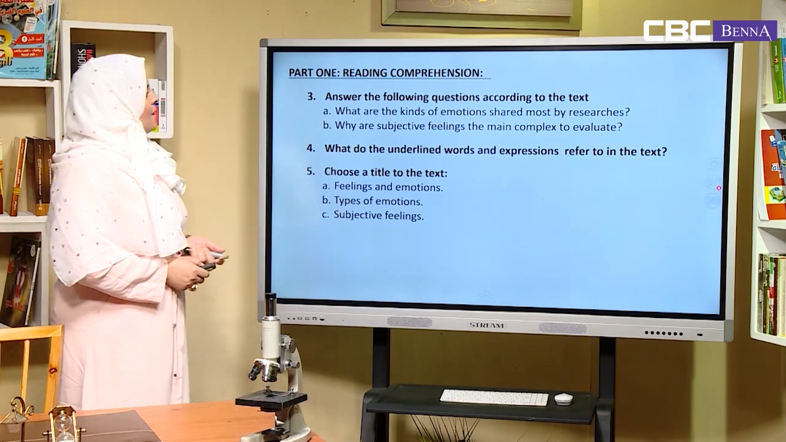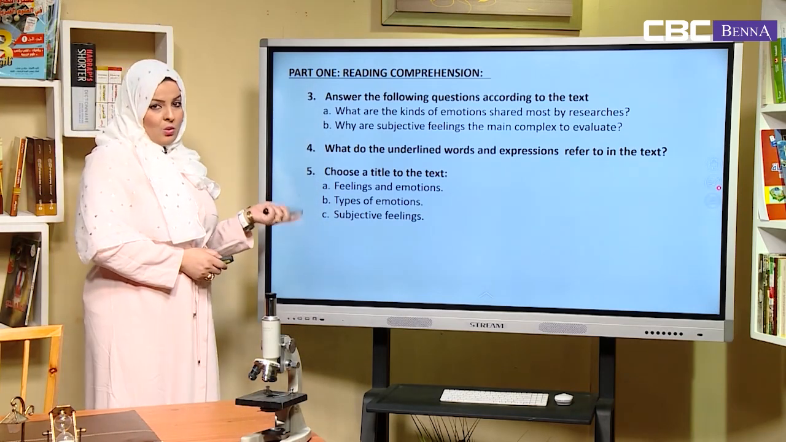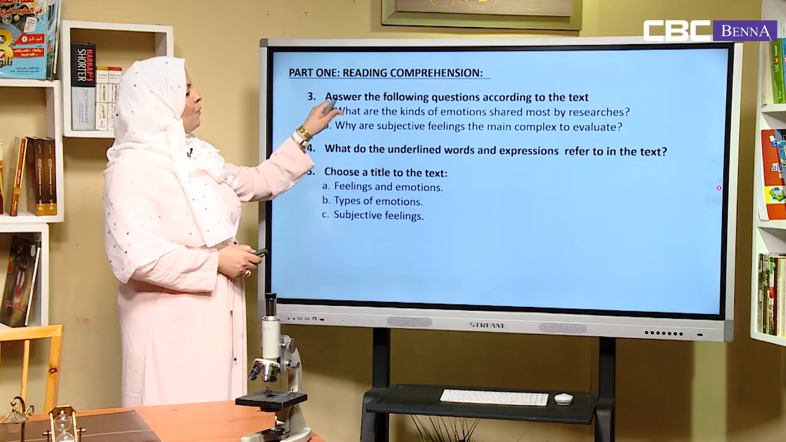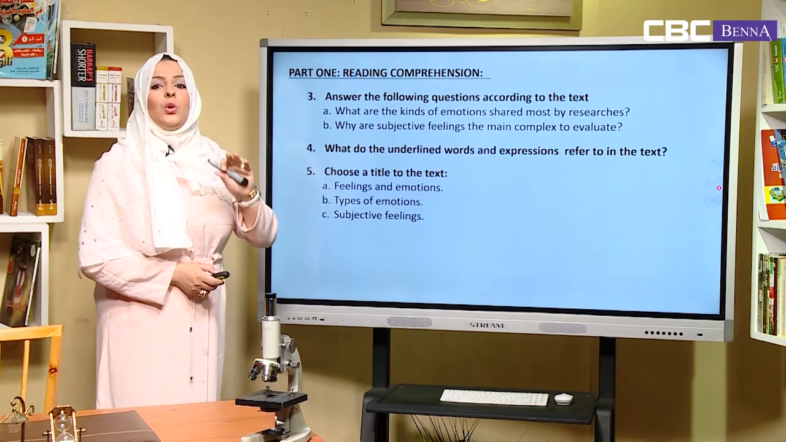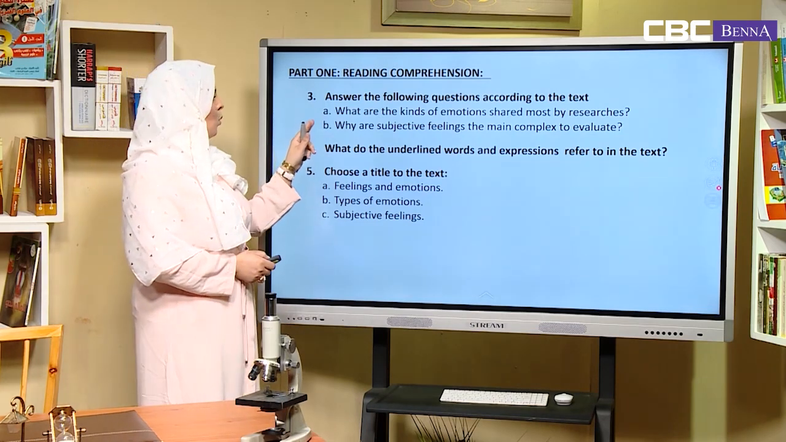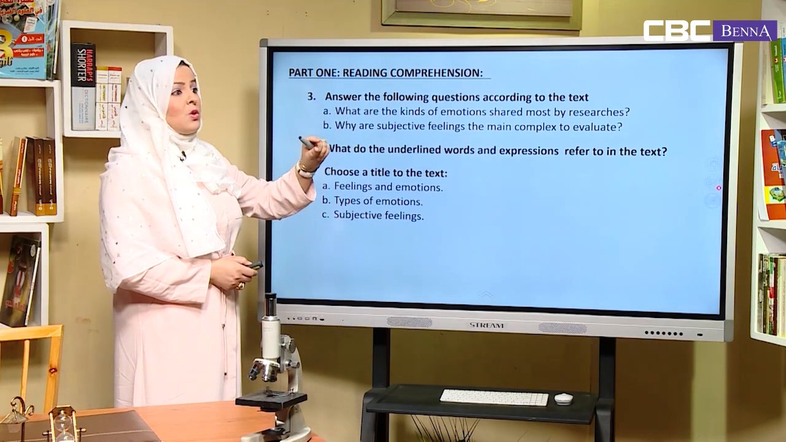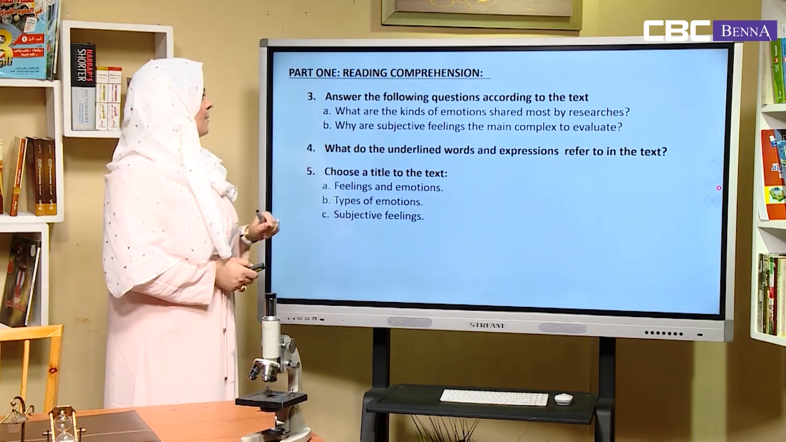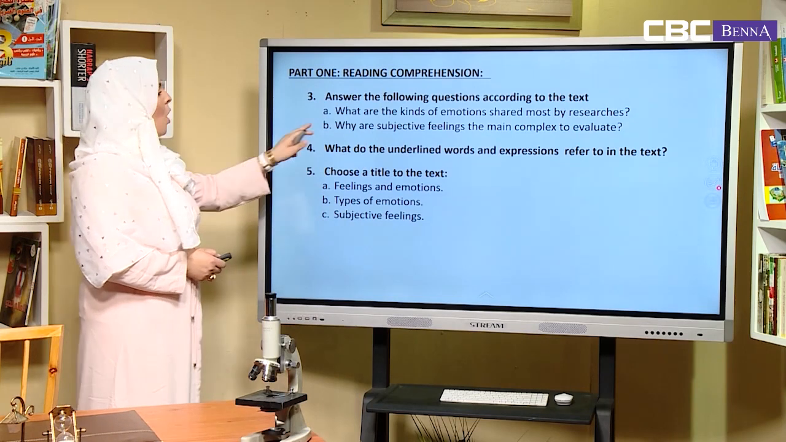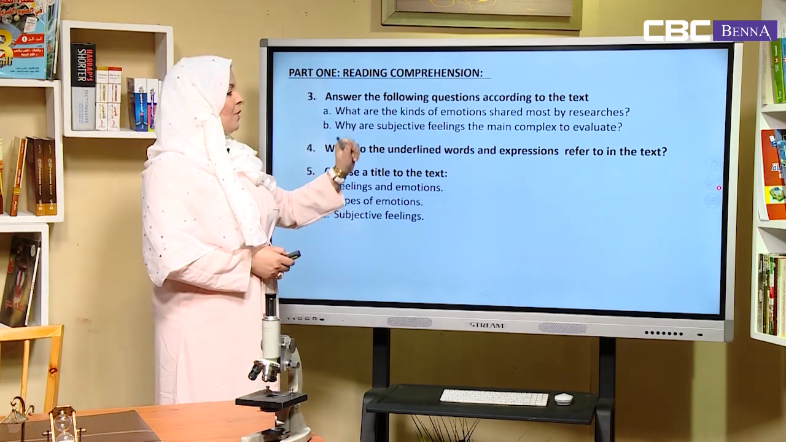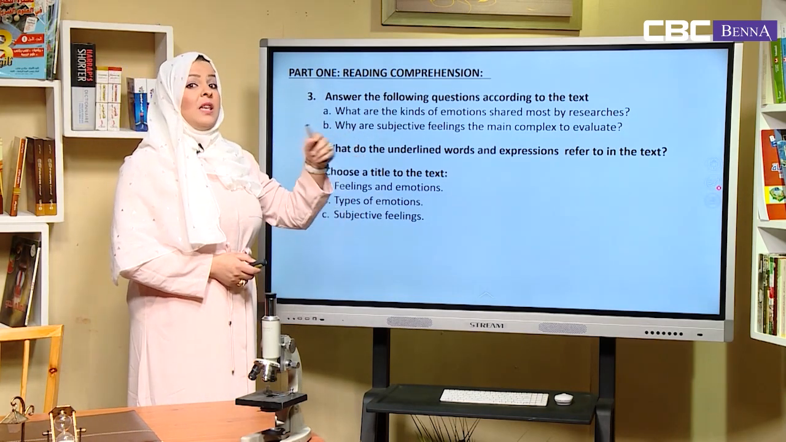Moving to the third activity, which are questions related to our text. Answer the following questions according to the text. A. What are the kinds of emotions shared most by researchers? B. Why are subjective feelings the most complex to evaluate?